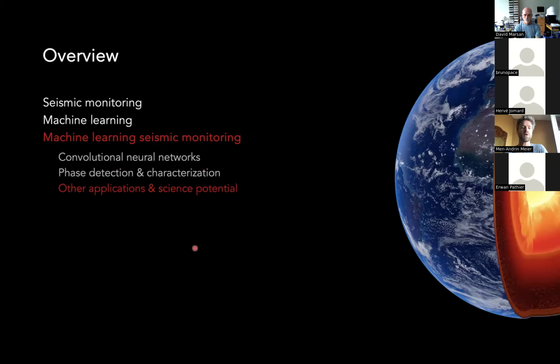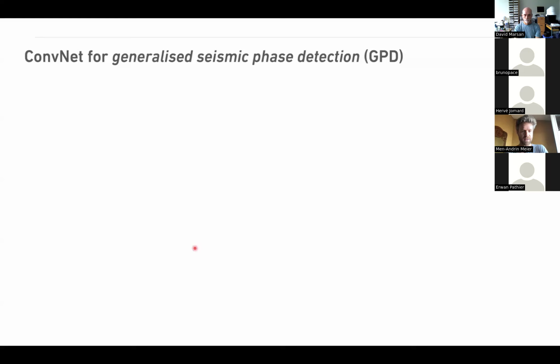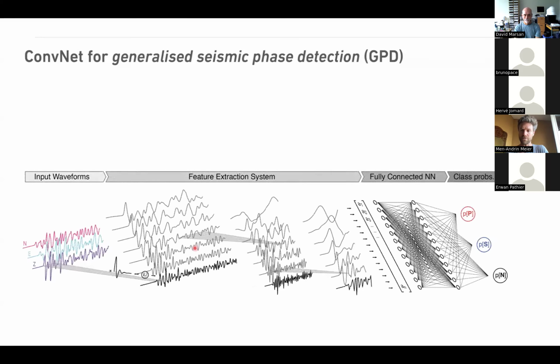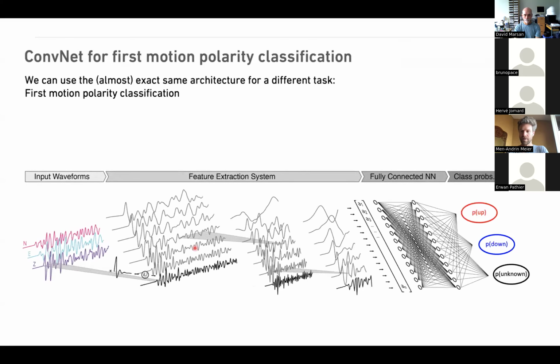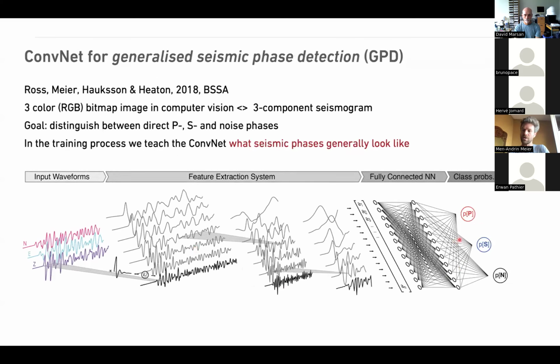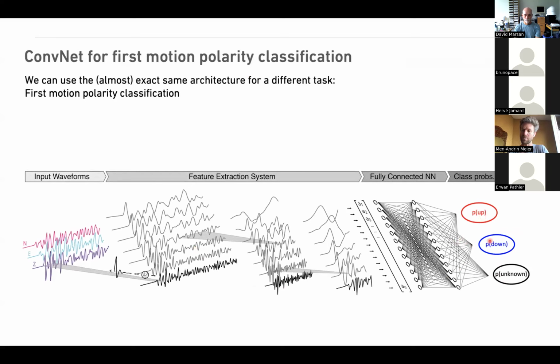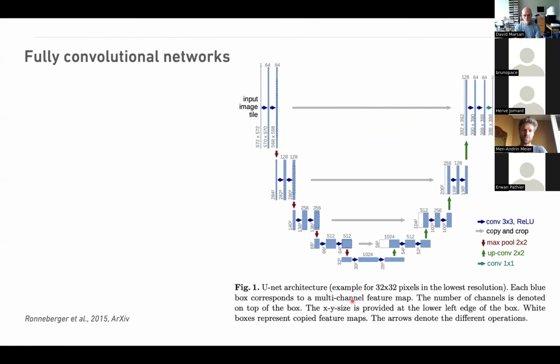Now, this is maybe the most prominent example of how to use ConvNets in seismology, but we can do a lot of other stuff with this as well. So we can take this network, change it very slightly, and train it into a first motion polarity picker. Then the probability is no longer the probability that the input seismogram is a P wave, an S wave, or noise, but whether or not the first motion is up, down, or unknown. So we can take almost exactly the same algorithm to do quite a different task. And I think this is also one of the core strengths of these types of algorithms, that they're so flexible and applicable to different problems.